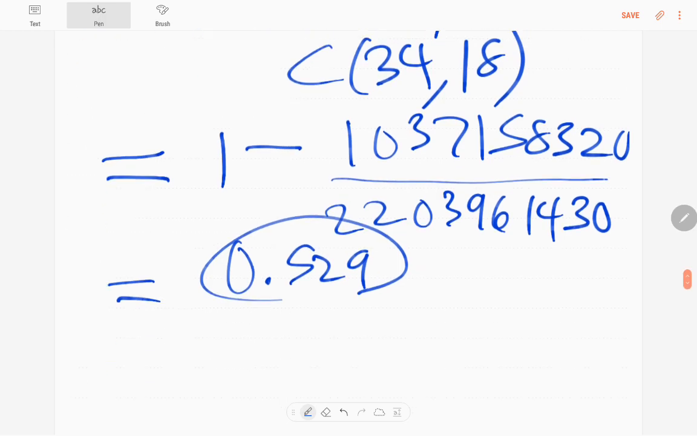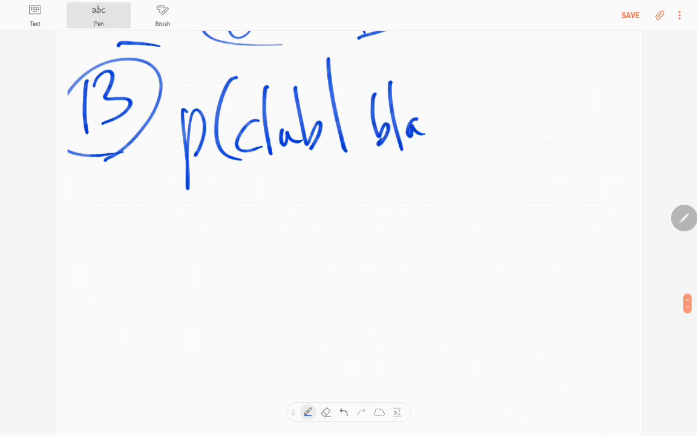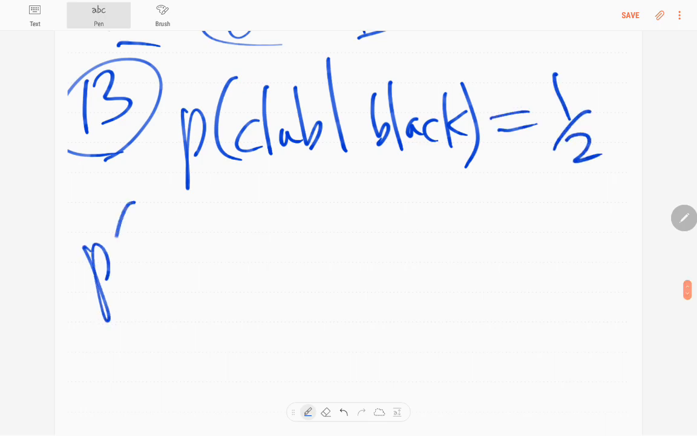Let's move on to number 13. We are drawing a single card from a standard 52 card deck. Find the following probability. The probability that it is club, given that it is black. You know, the quick way to do it is, it's a black card and half of them are clubs. So the answer is just 1/2.